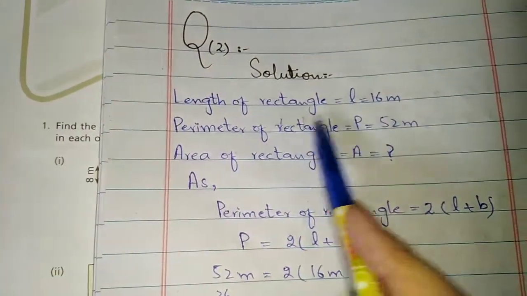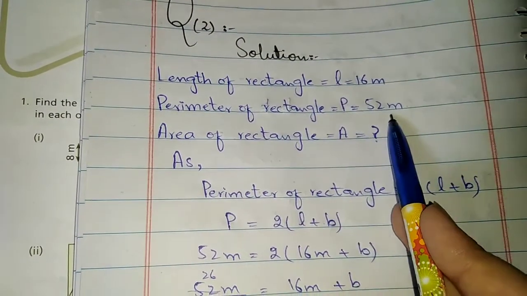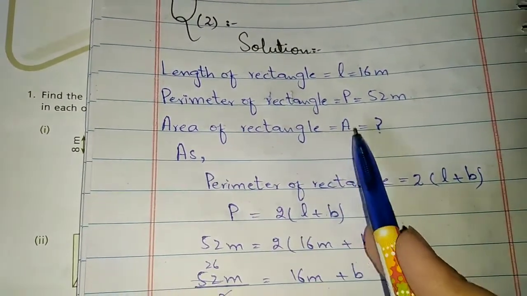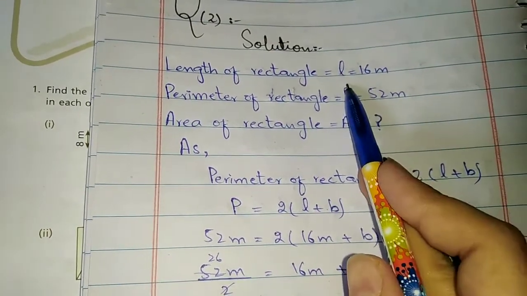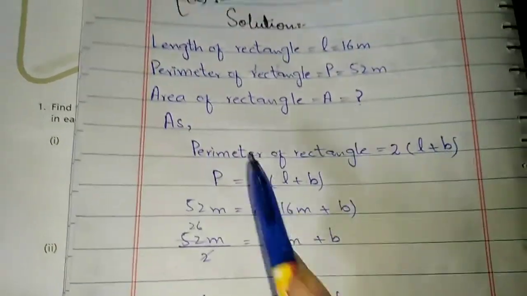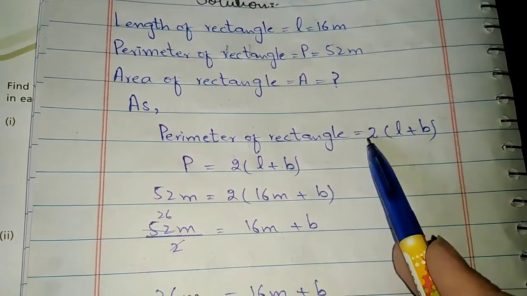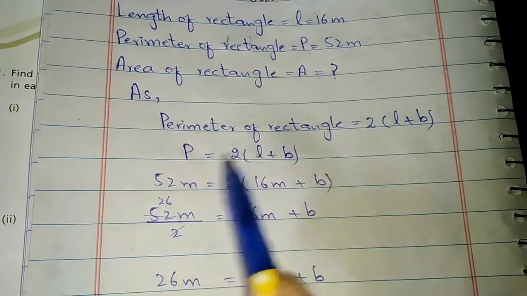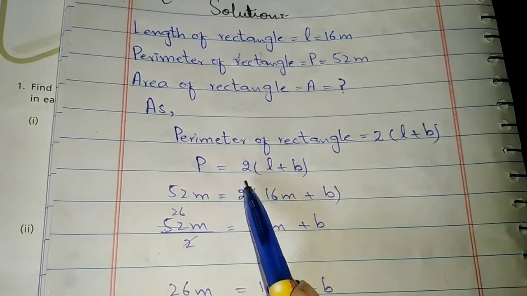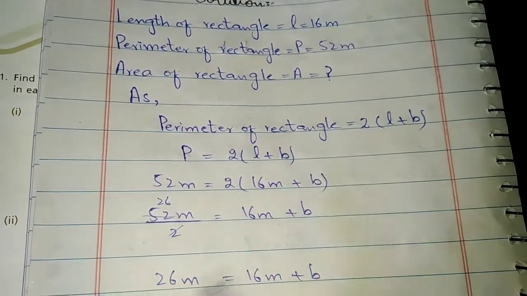So the length of the rectangle L is equal to 16 meter, given in the question. The perimeter of the rectangle, 52 meter, is given. We have to find the area of the rectangle, and as we know the area of a rectangle is equal to length multiplied by breadth. Length is given. First of all, we have to find the breadth. As we know that the perimeter of a rectangle is 2 into length plus breadth. So perimeter can be denoted as P and is 2 into length plus breadth. The perimeter is given in the question, 52 meter is equal to 2 as it is. Length is given in the question, 16 meter, and we have to find the breadth.